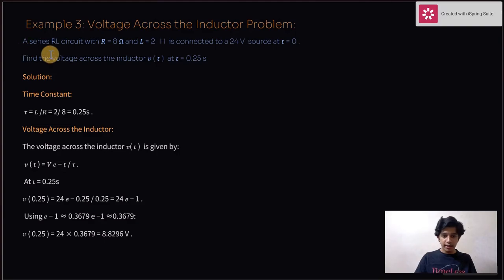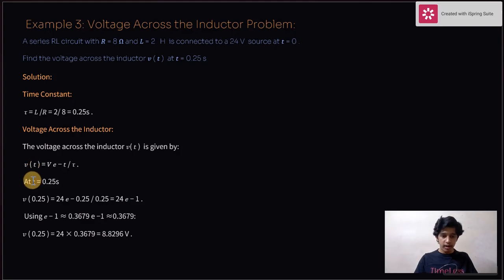Let's move to another type of problem, which is the voltage across the inductor problem. A series RL circuit with resistance 8 ohms and inductance 2 henry is connected to a 24 volt source at time t equal to 0. Find the voltage across the inductor at time t equal to 0.25 seconds. First, time constant. Tau is equal to L by R, which is 2 by 8, which is 0.25 seconds. Voltage across the inductor. The variation of voltage with time in the RL circuit is given by the formula V of t equal to V max into e raised to minus t by tau, which is similar to the value of current in the discharging of an RL circuit.